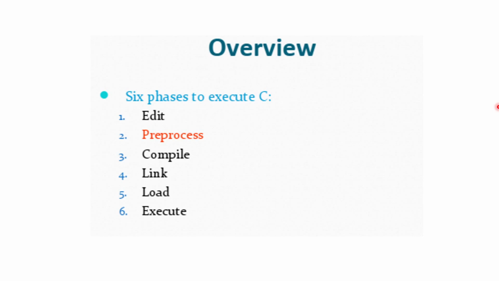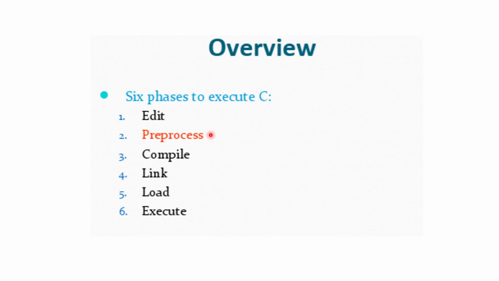Creating an executable file requires many steps. The steps actually written over here: in the edit phase we write the program, and we get the output of the program in the execute phase. Now, in between the edit and execute phases we have four other phases that we ignore. The first one is pre-process. What is pre-process? I will come to it very soon.